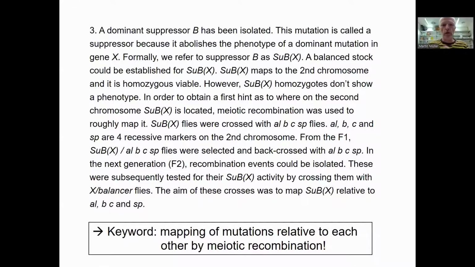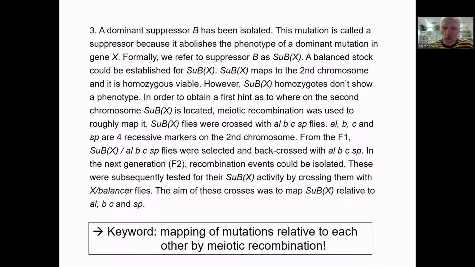So what is it about? It's about mapping mutations relative to each other by meiotic recombination. Of course, if you don't know what meiosis is, what meiotic recombination is, then you have a problem. But I'm sure you remember from your previous lectures, meiosis is the process occurring in the germline of animals, where the diploid cells are dividing in such a way that at the end you have the haploid gametes.